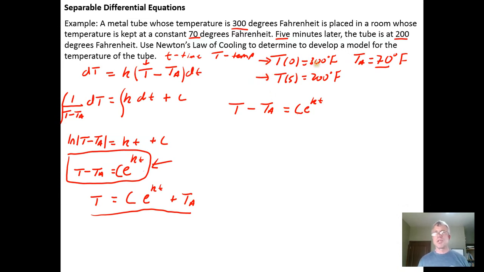We've been given two conditions, which is good because we have two unknowns to solve for. So this first one says that when big T, the temperature right here, is 300 minus our ambient temperature, which we know is 70, this equals c times e to the k times 0, because we replace little t with 0. T of 0 equals 300, replace big T with 300, little t with 0. 0 times k is 0.